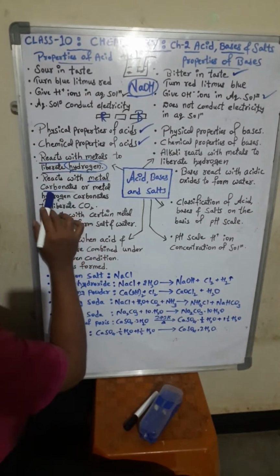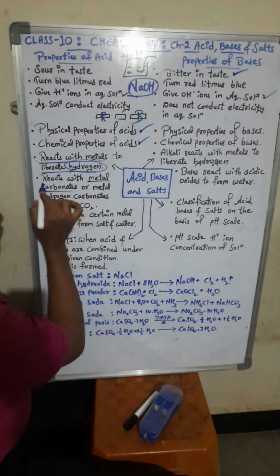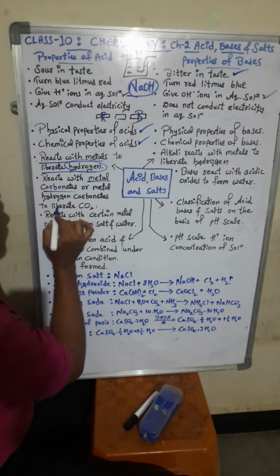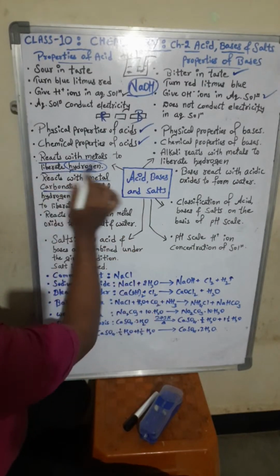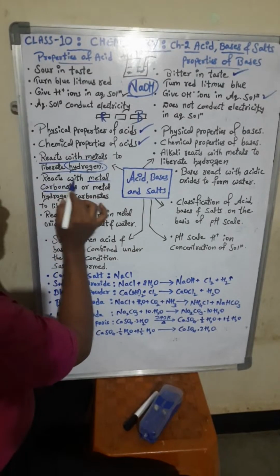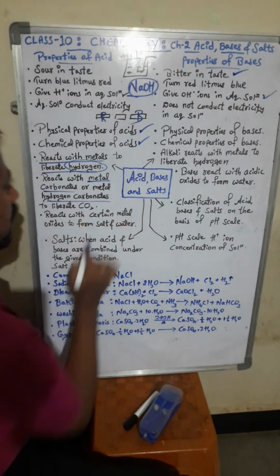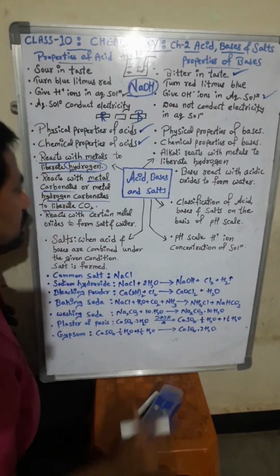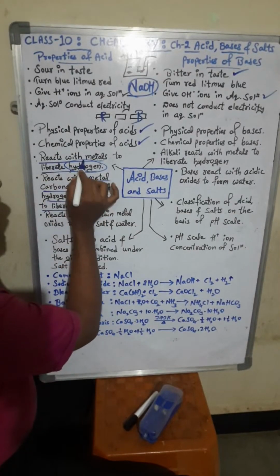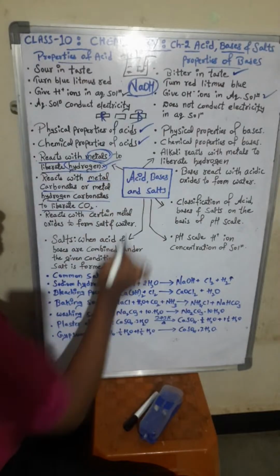Okay, so next, hydrogen gas is liberated when acid reacts with metals. When acid reacts with carbonates or metal hydrogen carbonates, they will liberate carbon dioxide. Just you have to remember, when acid reacts with only metals, they give hydrogen gas.